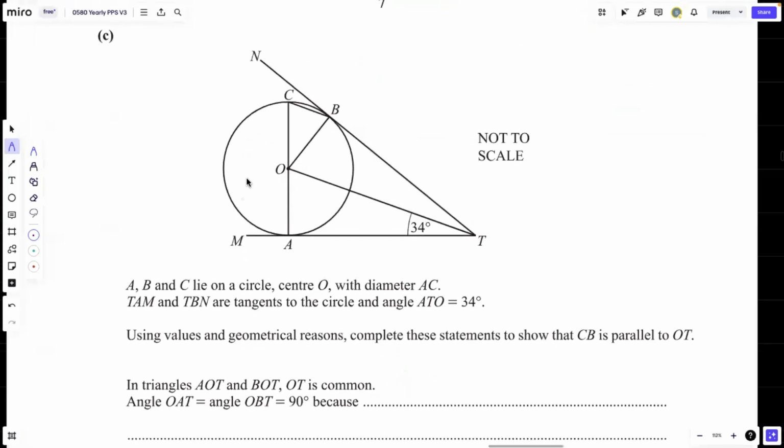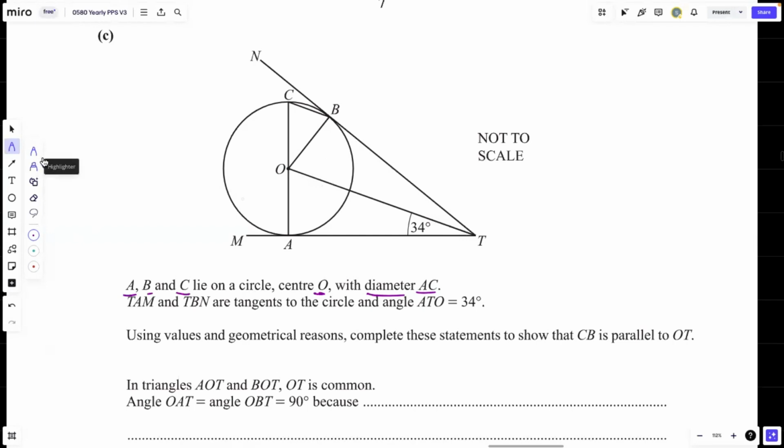Okay, so part C, let's read. So ABC lie on a circle. So we have 3 points lying on a circle. This won't make for a cyclic quadrilateral, because for a cyclic quadrilateral, we need 4 points. The center is O, and we have diameter as AC. So that confirms it because a diameter always passes through the center of the circle. That's a property that a diameter has. And the midpoint of the end points of a diameter would actually be the center of the circle. So the logic is pretty much sorted here.